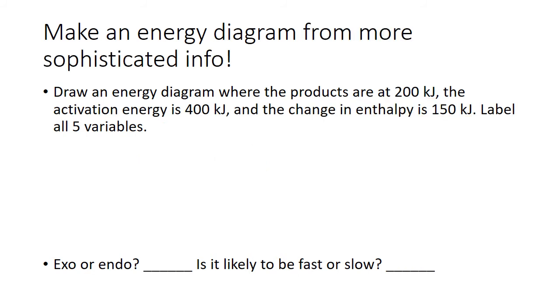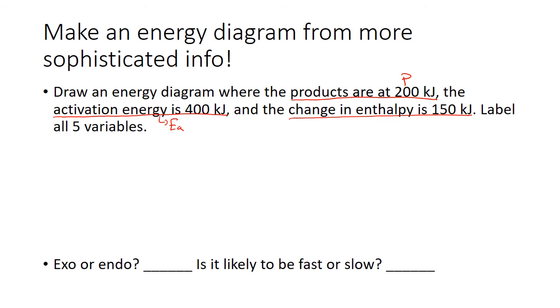Energy diagram here, just showing when you're not given each of the 3 points, how you get those 3 points, okay? So in this one, we're given the products at 200. It says the activation energy is 400 and the change in enthalpy is 150. So products, right, that's P. Activation energy, that's E sub A. That is not the peak of the hill.